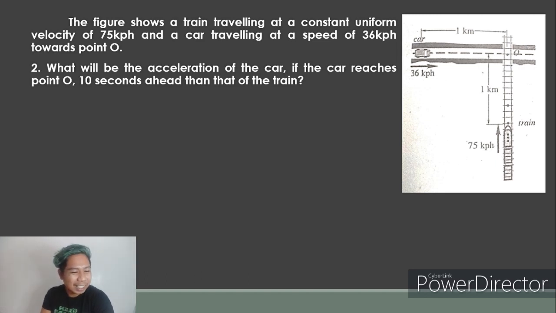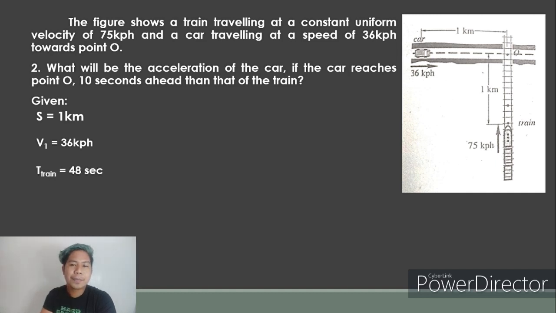So, ayun na nga. So, check natin ano ba yung given. We have the distance ng car papunta doon sa point of collision, the point O, which is 1 kilometer. Then we have the initial velocity of the car, which is 36 kilometers per hour. And the time for the train to reach point O.